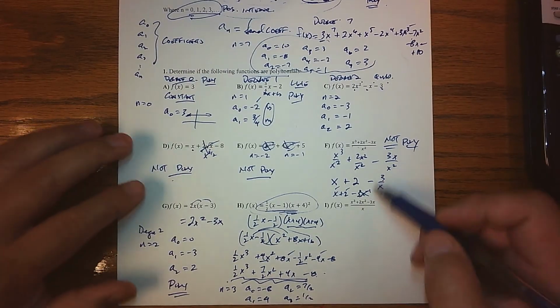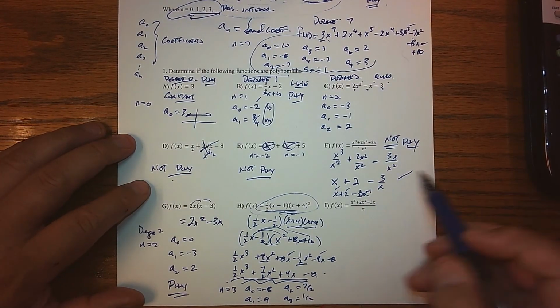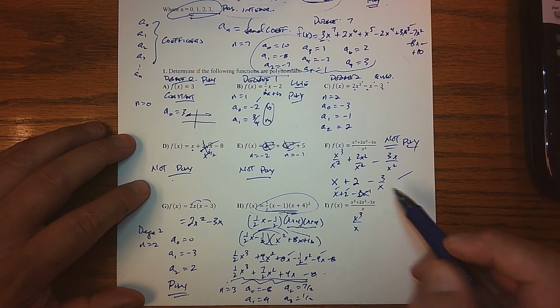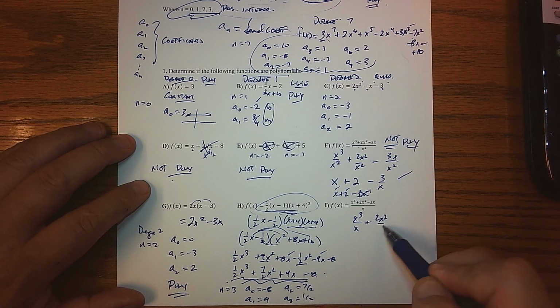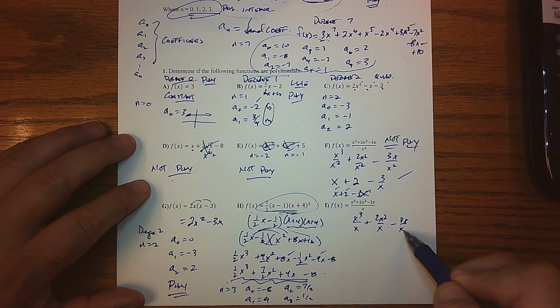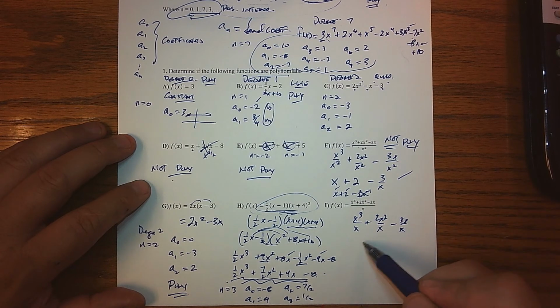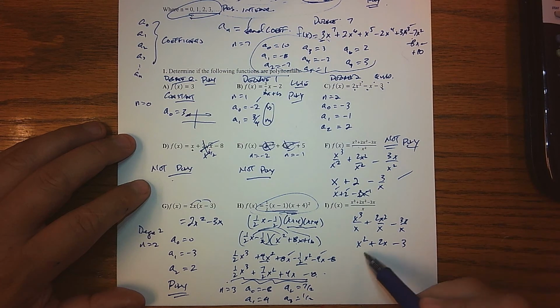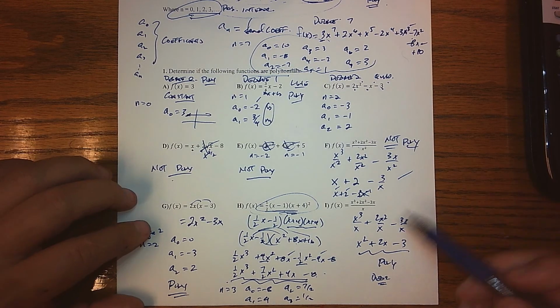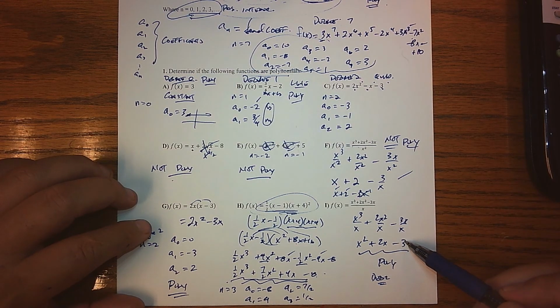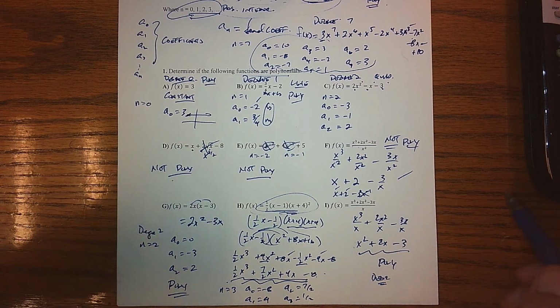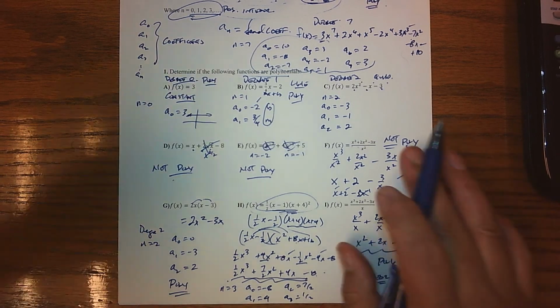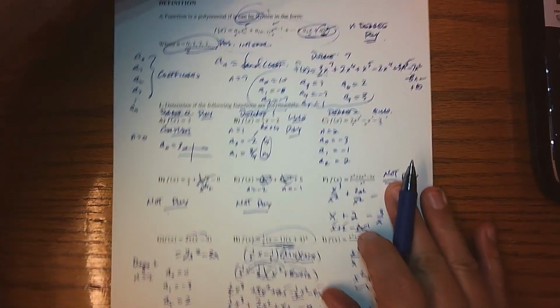And then last but not least, if we do the division like we did on this one, we get x cubed over x plus 2x squared over x minus 3 over x. Doing some simplifications, we end up with that. And that is definitely a polynomial of degree 2. All right, it fits our definition. So a0 is -3, a1 is 2, and a2 is 1. So that is our official definition of a polynomial.